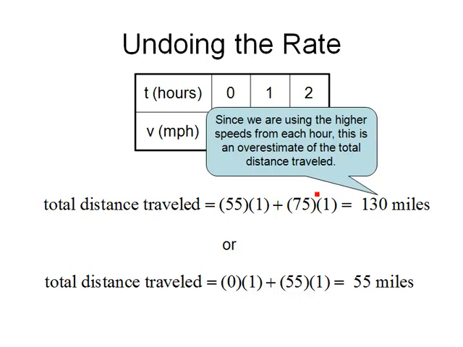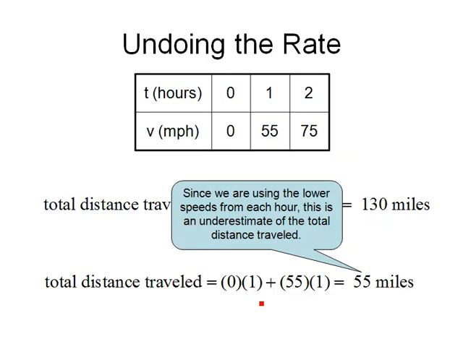Notice that in this first estimate up here, we're using the higher speeds from each hour, and so we got a higher value. We got an overestimate of the total distance traveled. When we did this other estimate here, we used 0 and 55. That was the lower speeds from each hour, and that gave us an underestimate of the total distance traveled.